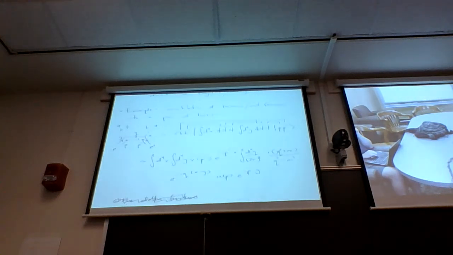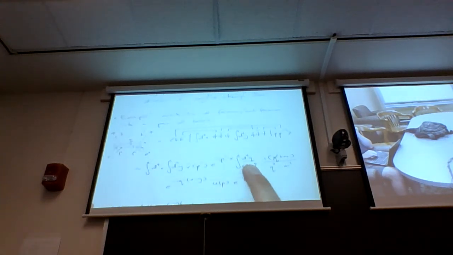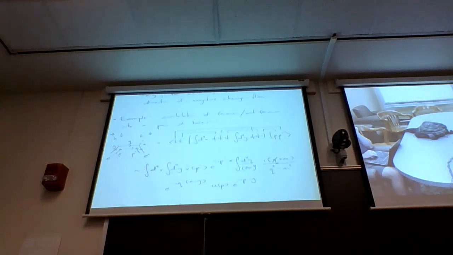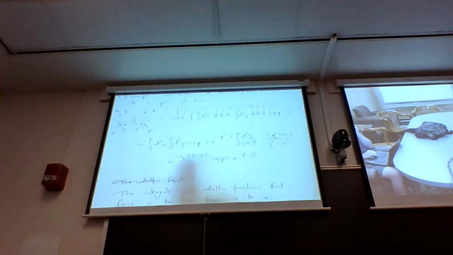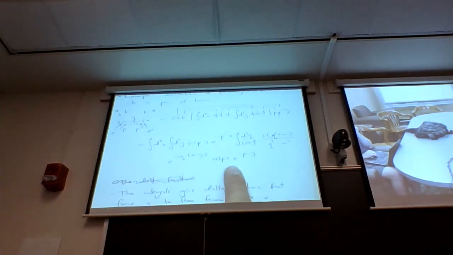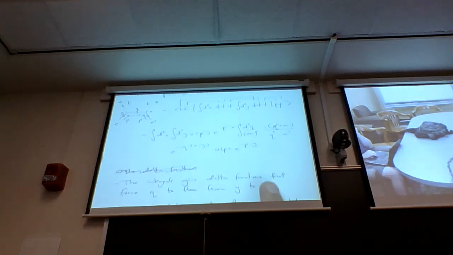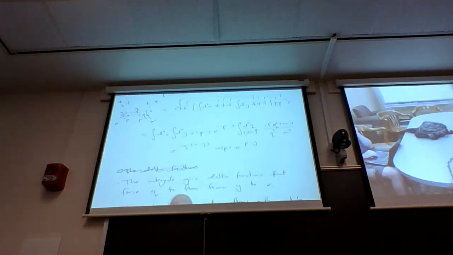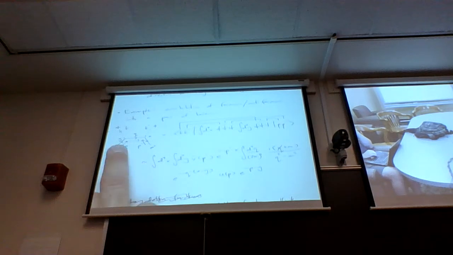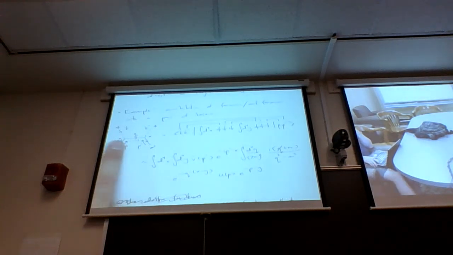This is just showing you that it fixes itself. If you broke down this diagram, it corresponds to this particular contraction. If you write down all the factors, you get something that looks like this. The integrals give you delta functions, and those delta functions force Q to flow from Y to X. In other words, positive Q is going that way.